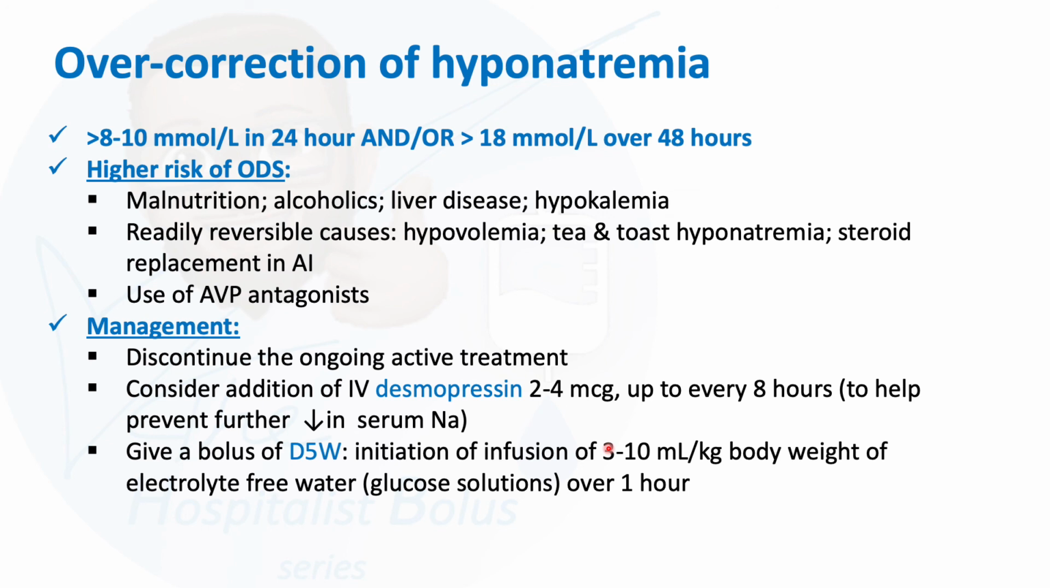So you want to stop it there first. You stop what you're doing, and you give the desmopressin, and then you start the patient on D5W. How much you give is sort of an estimate. You can try anything between 3 and 10 ml per kg of weight, depending on the weight of the patient, and you start them on that over an hour, and then you check the serum sodium, and depending on the level, you decide whether you want to give them another bolus or not. That's why serial monitoring is really important in these patients. That's the only way to tell if you're really correcting the overcorrection. So these are the two measures that we usually do, the desmopressin and the D5W, to make sure that the patient is not having overcorrection and is not getting into ODS.